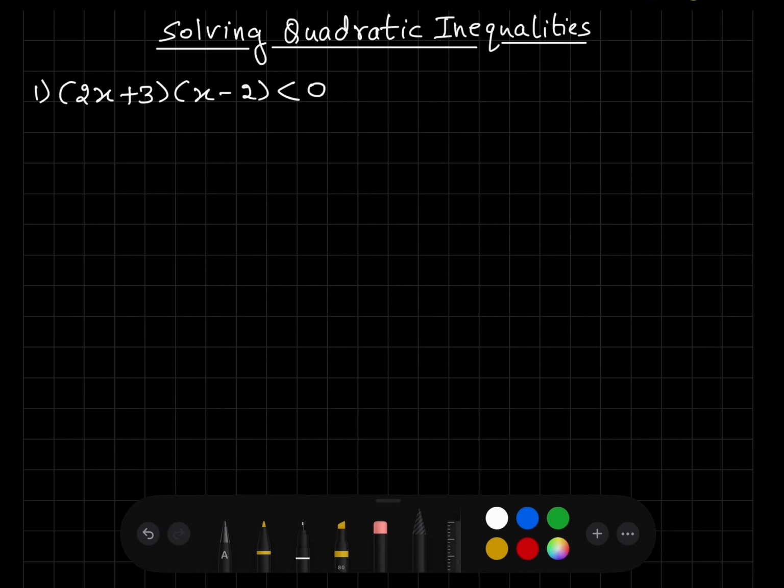Hello, let us solve quadratic inequalities. So first I have written one question here: (2x + 3)(x - 2) < 0. We have to solve this quadratic inequality.